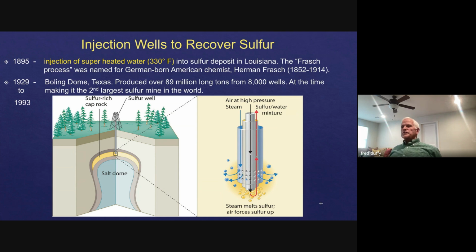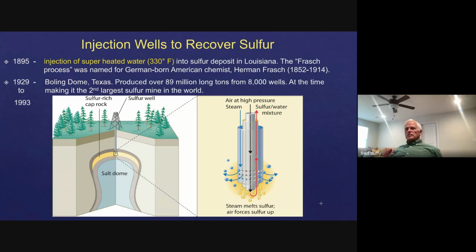2 strings are used for injection purposes. One to inject the steam. Another one is to inject the air to create a high pressure at the bottom there. And then one of those strings, when the sulfur is melted to a liquid, then it'll come with the aid of the air pressure to the surface. And that schematic there on the left side of a salt dome is somewhat of a classic representation of it. In reality, it's not that simple.